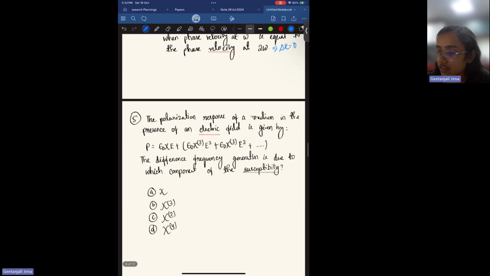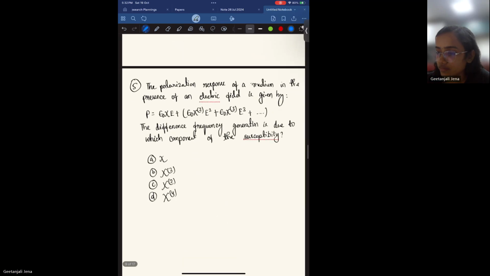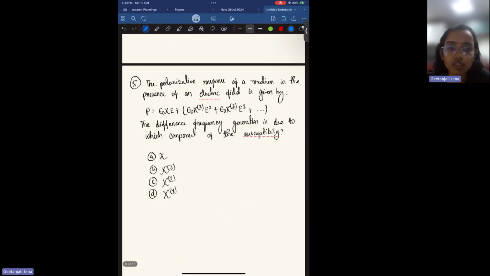Now let us see what question 5 says. This is also conceptual, so you have to go through each concept so that you can solve the problems.